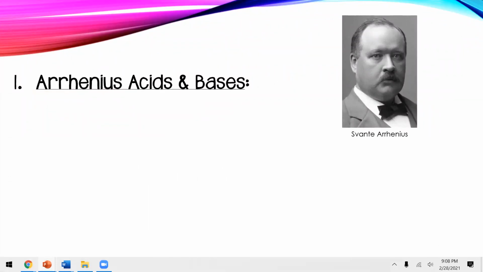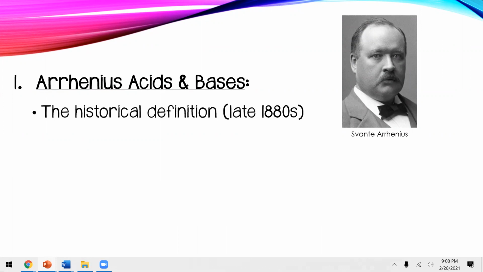The Arrhenius acid and base definition is a historical definition. It dates back to the late 1880s. The Arrhenius acids and bases involve water. That is the key bullet point and thing you need to remember about these definitions. It involves water.